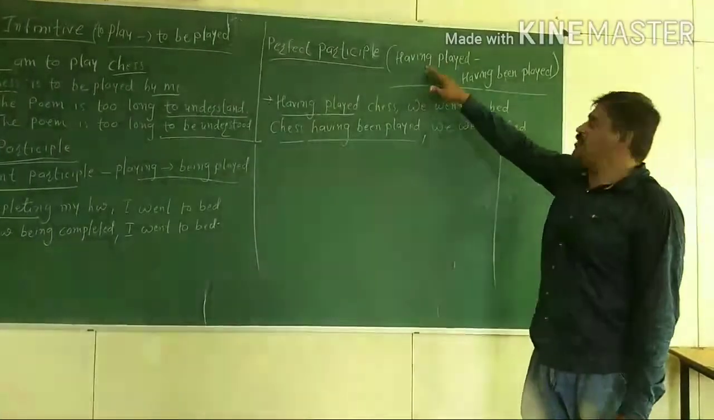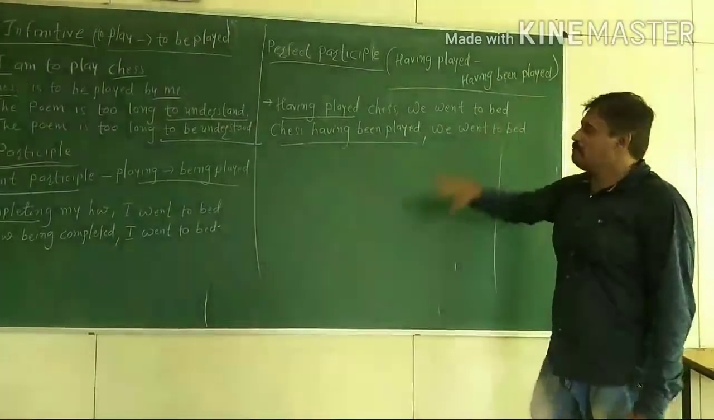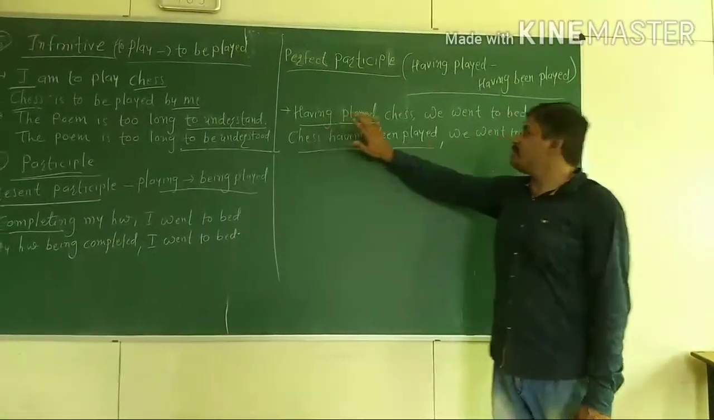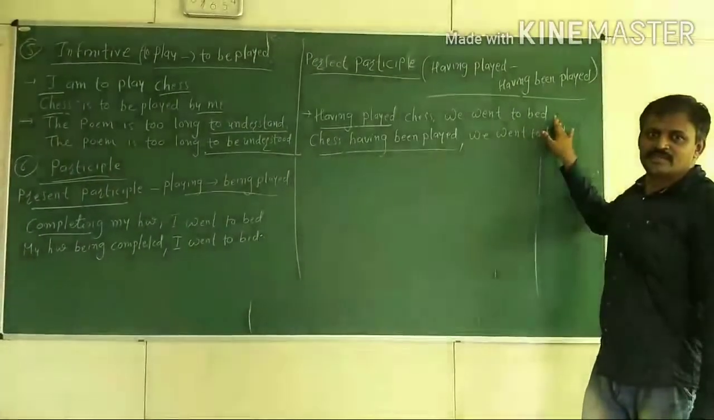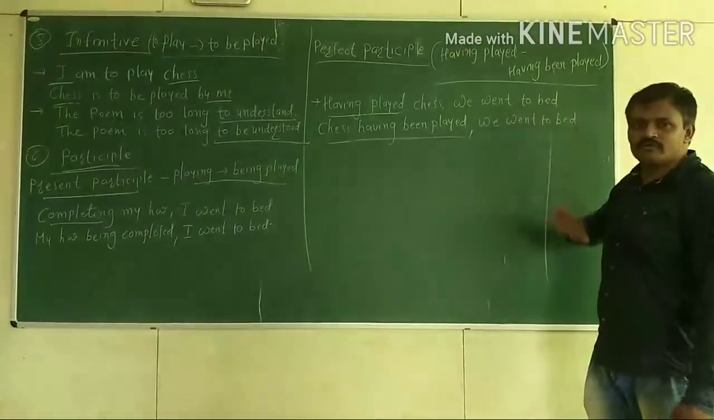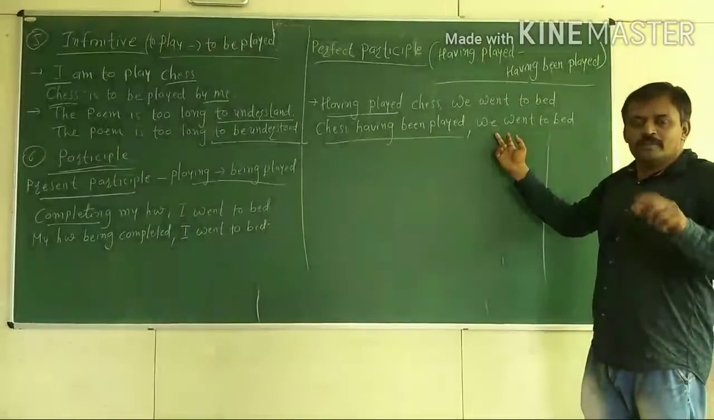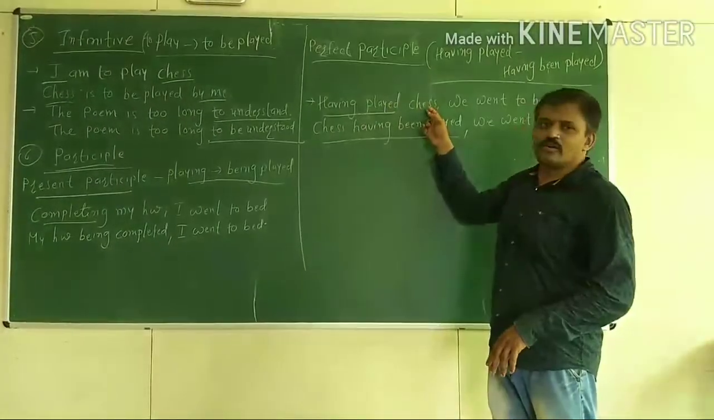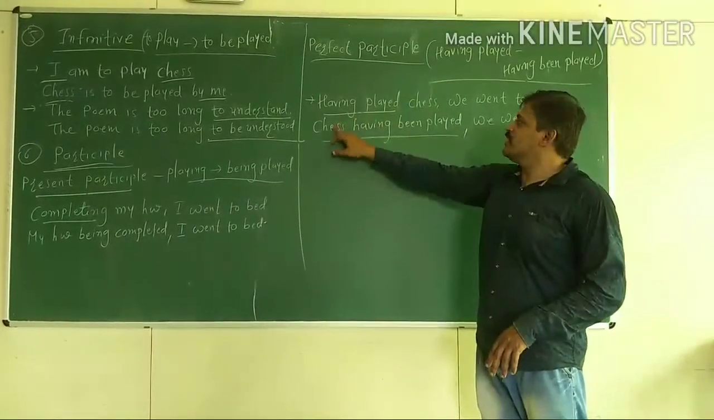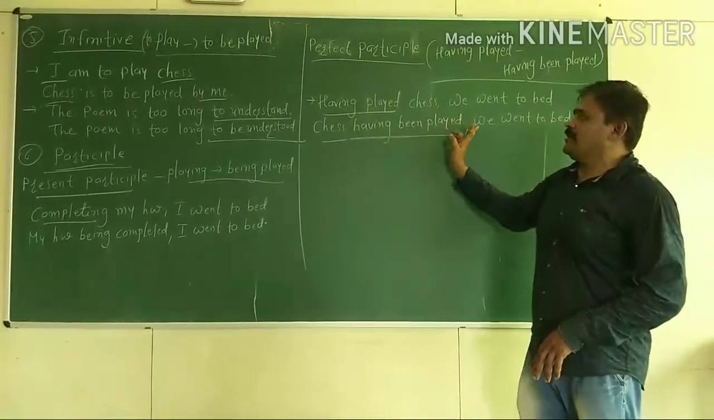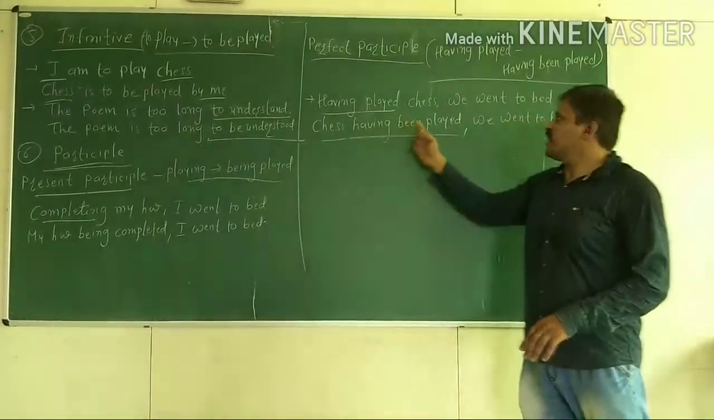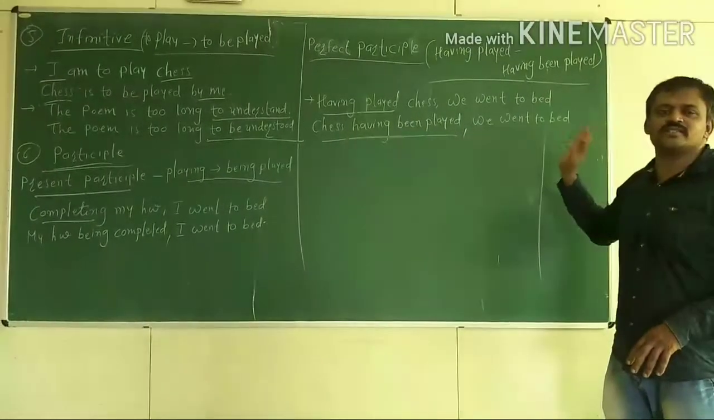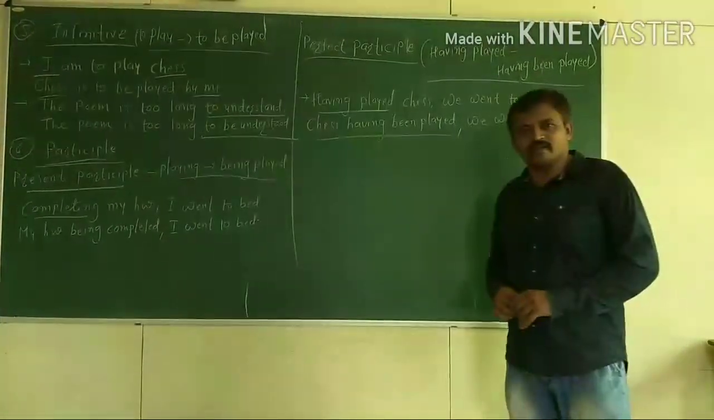Having played is the active, having been played is the passive one. Now here is the example: having played chess, we went to bed. In the same way, we went to bed has no object, so we can't make the passive of that part. Here, chess is the object, so we write it first, and having played becomes having been played. So the sentence becomes chess having been played, we went to bed. This is the passive of the perfect participle.